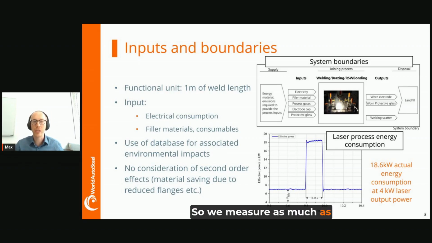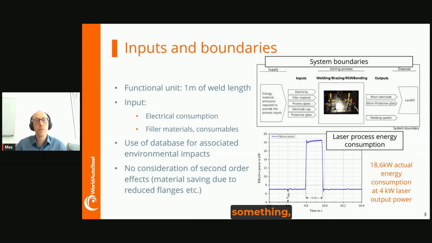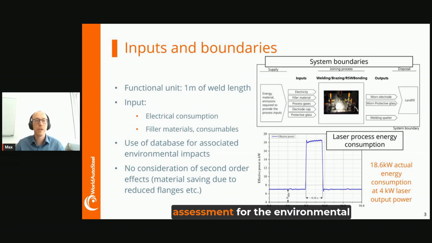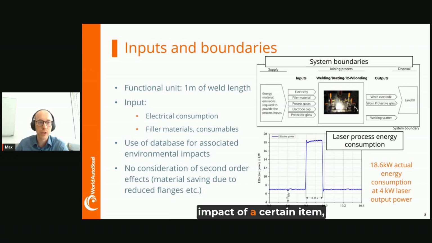So we measure as much as we can in the process. For instance, at the bottom right, you can see that we measure the electrical consumption of the laser during welding and during the idle time before. And if we cannot measure something, we use databases to get good values for the life cycle assessment for the environmental impact of a certain item. For instance, of the extraction of copper or of steel for the filler wires. We're not considering second order effects. So for instance, material savings due to reduced flange widths are not considered.